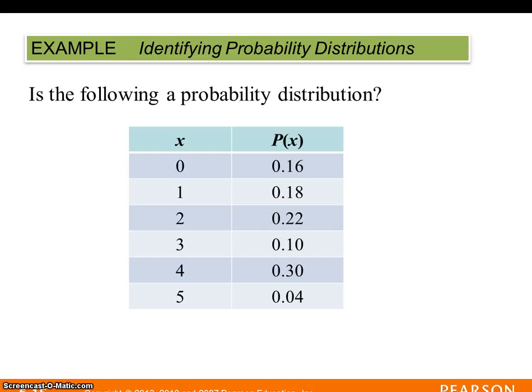If you look at this one, again, certainly all the numbers are between 0 and 1, so that's good. Now the question is, if you add these numbers together, do you get 1? In this case you do, so this would be a probability distribution.